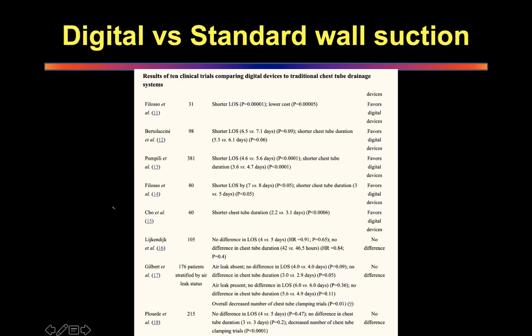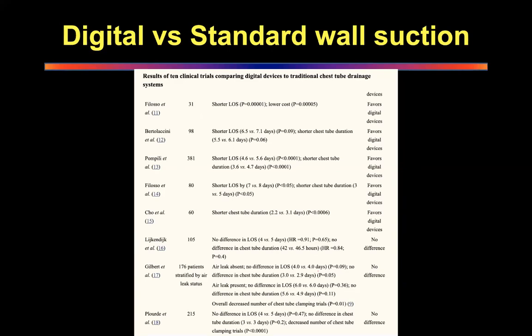If you look at the first 5, 6, 7, 8, all of them have favored digital suction. The ones at the bottom here were the earlier papers, and they did not find much difference between the 2. So they didn't say that digital suction was bad or worse than standard. They said it's just as good. But now the current papers that are coming through, almost all of them are talking about digital suction.